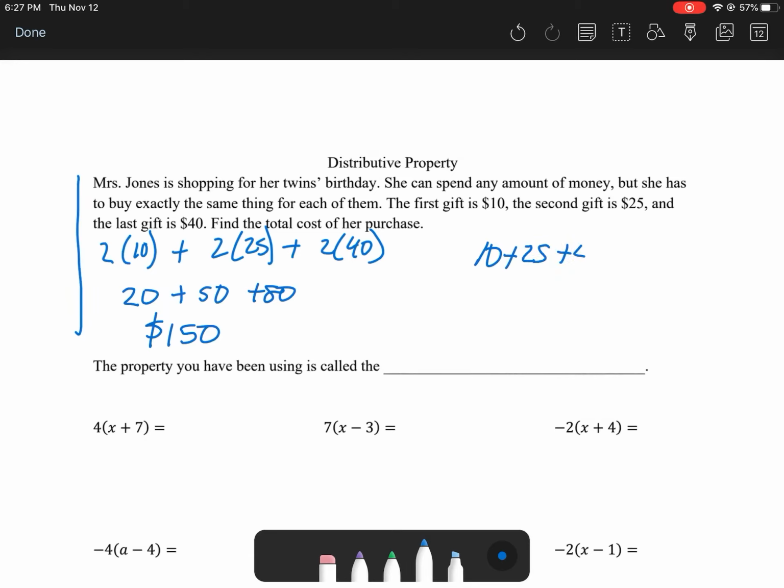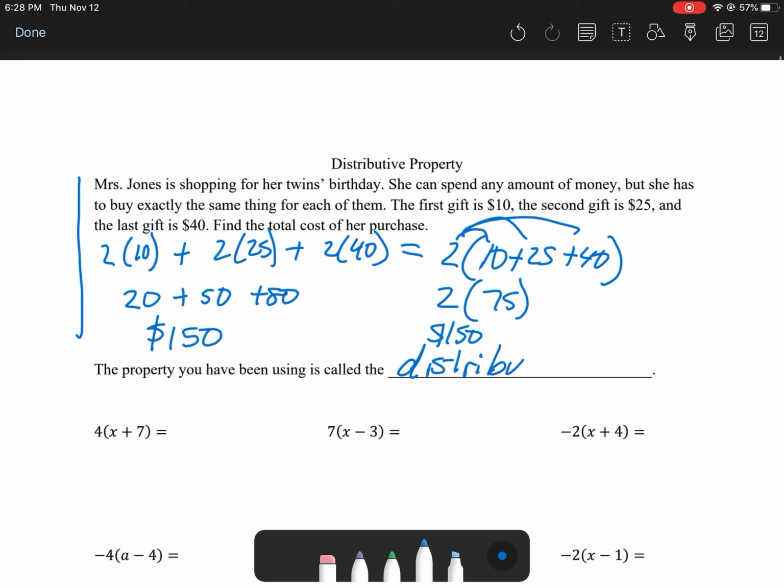The other way you could have solved it is you could have added all of the gift prices together first, and then multiplied that whole thing by 2. So order of operations, you would have done the inside first, and then multiplied that by 2 to also get $150. So these two numerical expressions in the beginning are actually equal to one another. You could add them all up and then multiply by 2, or you could take this 2 and distribute it to everything on the inside. So this is a perfect example of the distributive property.